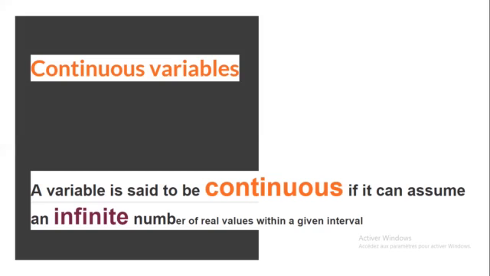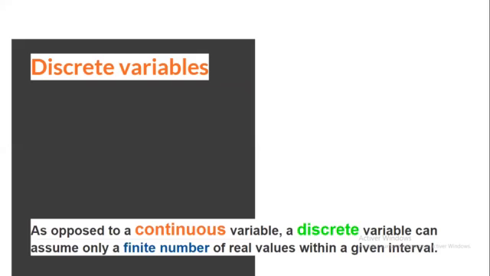Discrete variables, as opposed to a continuous variable. A discrete variable can assume only a finite number of real values within a given interval. An example of a discrete variable would be the score given by a judge to a gymnast in competition. The range is 0 to 10 and the score is always given to one decimal, e.g. a score of 8.5. You can enumerate all possible values, 0, 0.1, 0.2, and see that the number of possible values is finite.